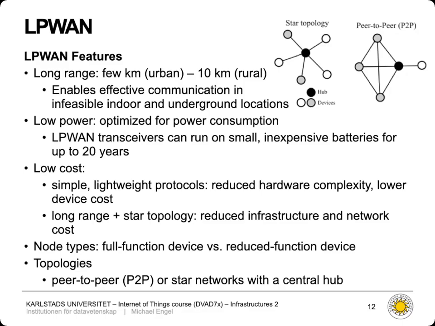In LPWANs, we distinguish between two node types. We have full function devices, which have all the functionality that's required. And then we have reduced function devices, for example, just simple sensors that are maybe only able to send and receive simple data packets. And we can have these star networks, so we have a central hub that you put in a very convenient location, like up on a tower in your city when you want to have sensors distributed over your city. But you can also have peer-to-peer networks where you have point-to-point communication between nodes.